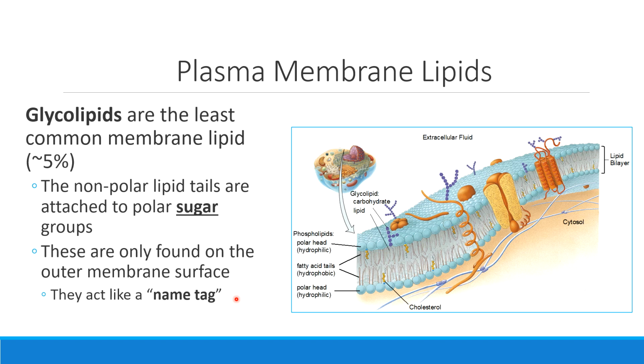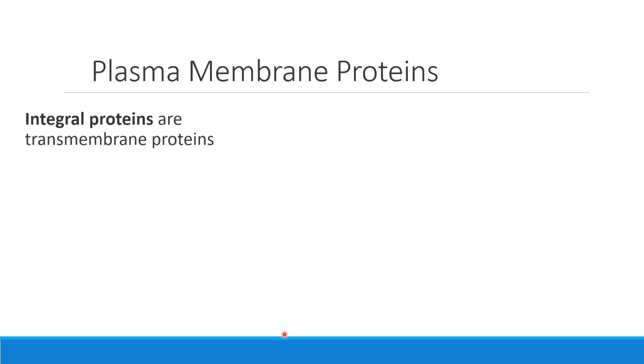So far we've talked about 3 kinds of lipids in the membrane. We had the phospholipids, which make up most of the membrane. We had the cholesterols, which help to stabilize the membrane or allow a little bit of movement. And we had these glycolipids that form my name tag. Now we're going to switch gears and talk about the proteins that are in the membrane.